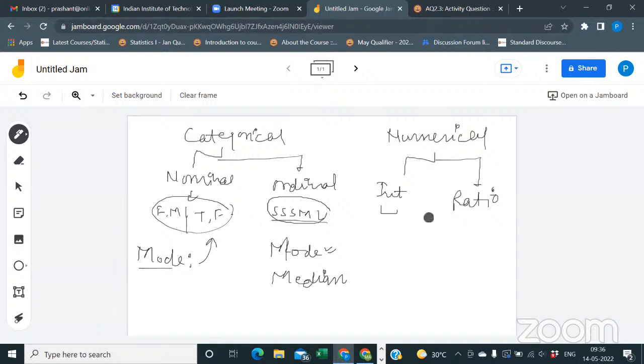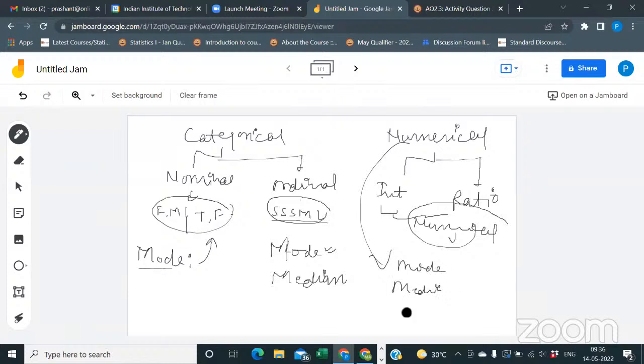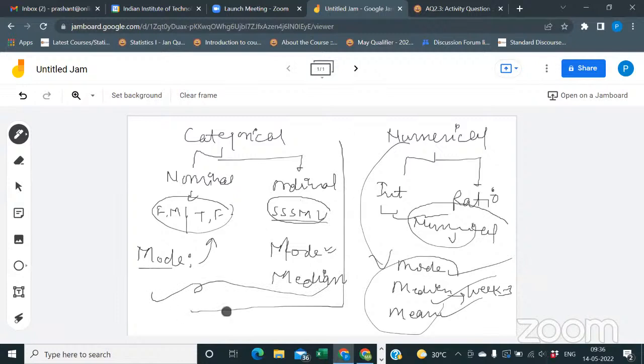Now interval and ratio are numerical data. So for numerical data, you can calculate the mode, you can calculate the median, and you can calculate the mean. All these things will be covered in week 3. No worry about that. How you can calculate the mode of categorical data, the median of categorical data, the mean of numerical data. Till this point, these things should be clear.